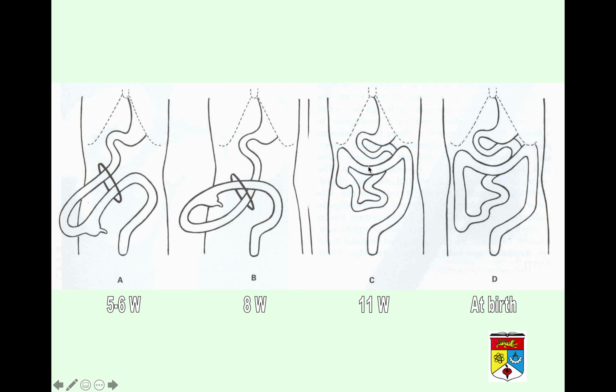Okay, so if ever this process is halted, obstructed, or disturbed, that is when malrotation happens, because all this rotation is at the axis of the SMA. We know the SMA will come and supply the bowel up to the proximal two-thirds of the transverse colon. So if it rotates abnormally, then malrotation happens.